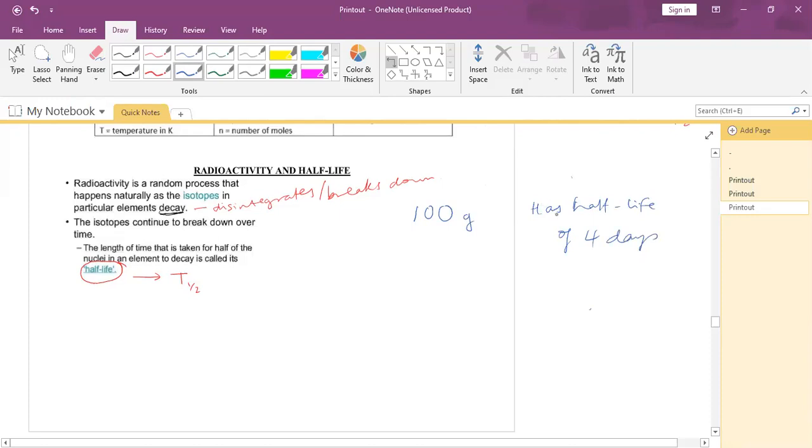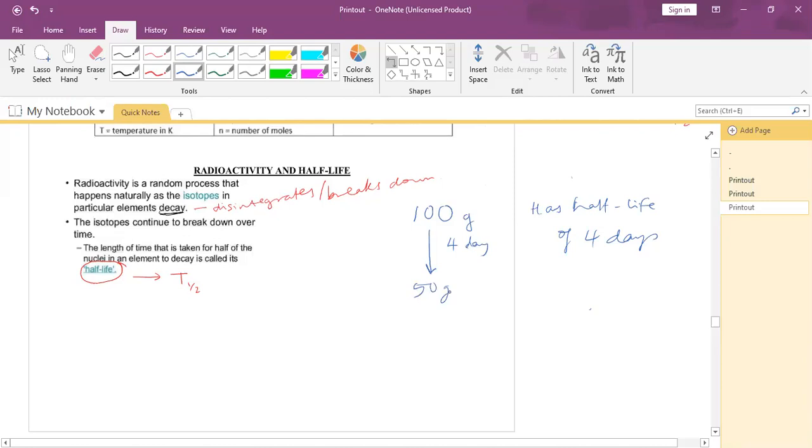Now see what I'm going to do. You can use this approach to answer questions. Yes, arithmetic approach. It means that every 4 days, half of this will be left. So I have 50 grams left after 4 days, because the half-life is 4 days.